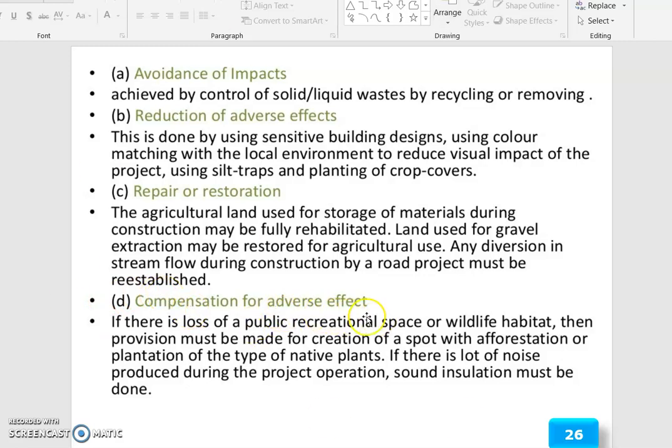Compensation for adverse effect. If there is loss of a public recreational space or wildlife habitat, then provision must be made for creation of a spot with afforestation or plantation of the type of native plants. If there is a lot of noise produced during the project operation, sound insulation must be done.